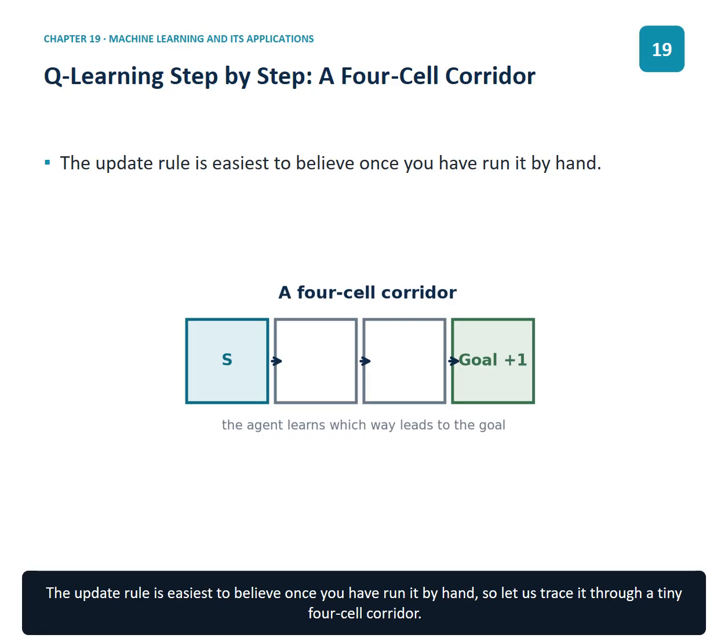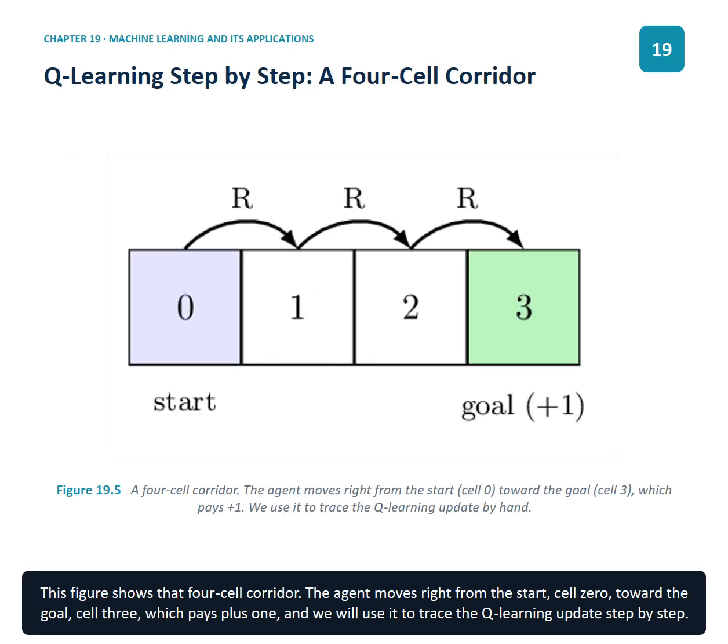The update rule is easiest to believe once you have run it by hand, so let us trace it through a tiny 4-cell corridor. This figure shows that 4-cell corridor. The agent moves right from the start, cell 0, toward the goal, cell 3, which pays +1, and we will use it to trace the Q-learning update step by step.